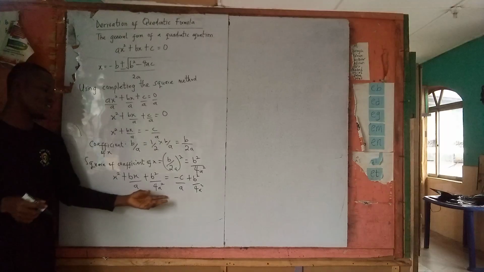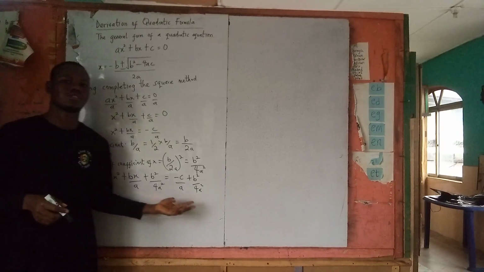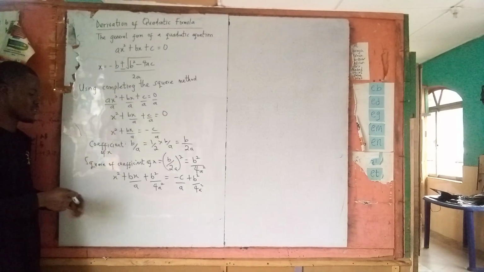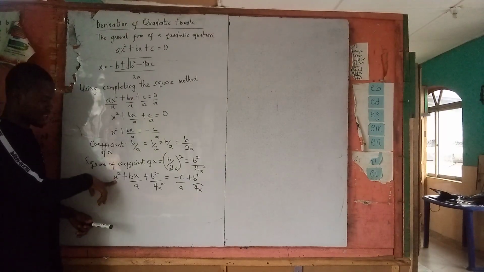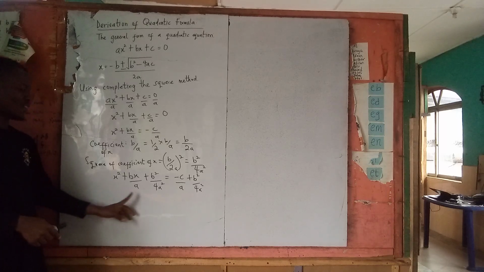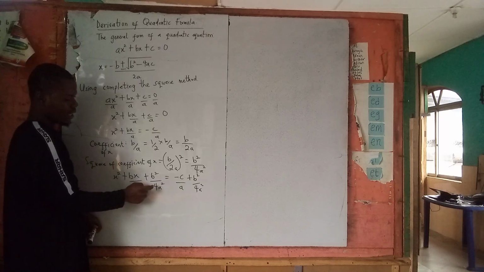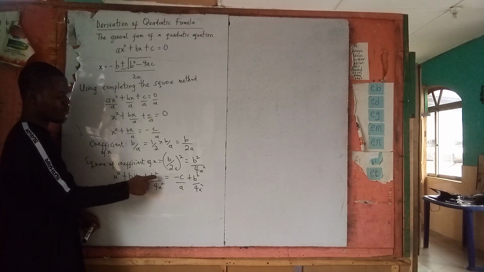So what is left here is for us to factorize this equation. How do you factorize it? You take x, you take b. Then you know that we want to get 4a squared. I want to get b squared.